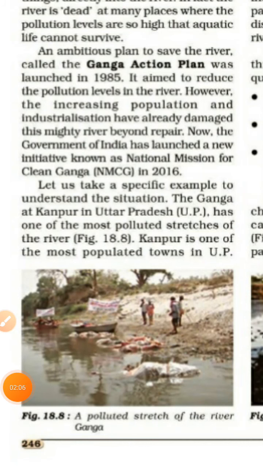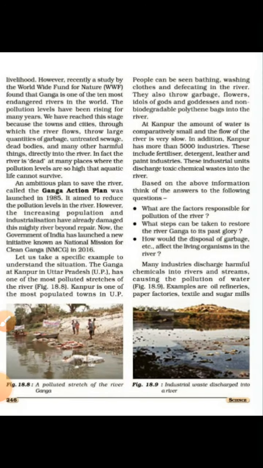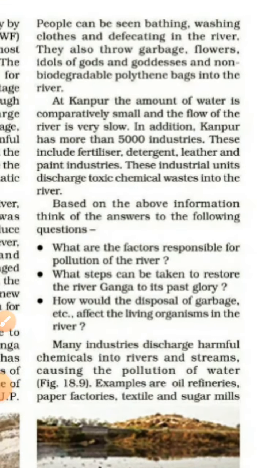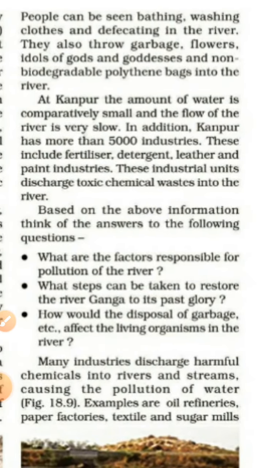The Ganga at Kanpur in Uttar Pradesh has one of the most polluted stretches of the river. Kanpur is one of the most populated towns in UP. People bathe, wash clothes and defecate in the river. They also throw garbage, flowers, and non-biodegradable polythene bags into the river.